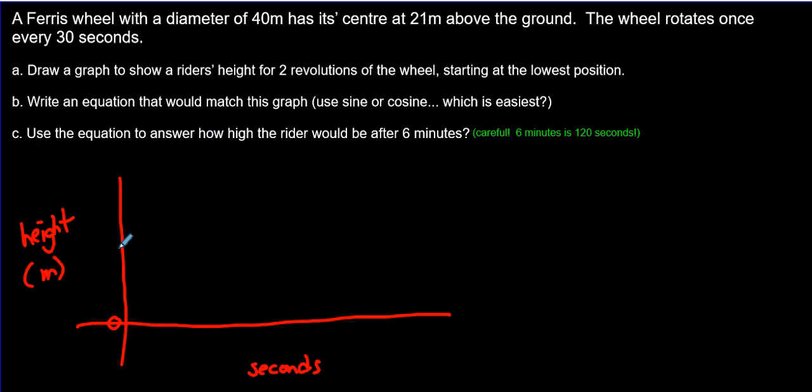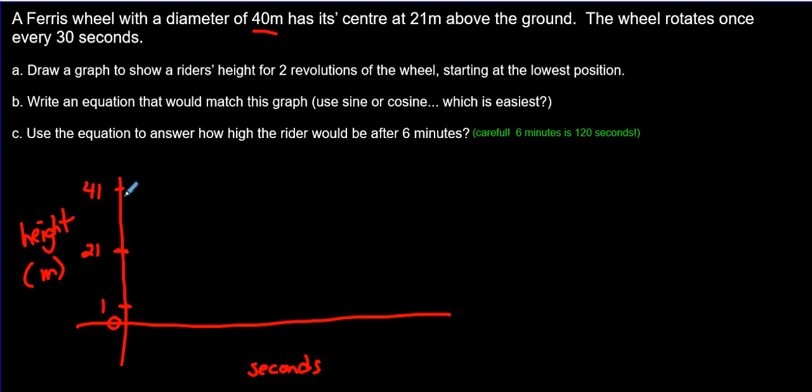So I'm going to start by putting 21 as our center here, 21 meters above the ground. The diameter is 40, which means the radius of that circle is 20. So it goes 20 down and 20 up. 20 down from 21 would bring us to 1 meter off the ground. And that's where people would be at their lowest point. And the highest point would be 20 above 21. So 21 plus 20, it'd be 41. That's the highest point right there, 41 meters.